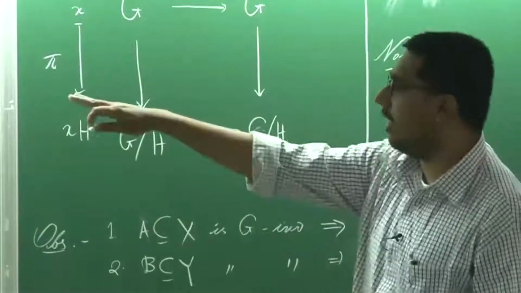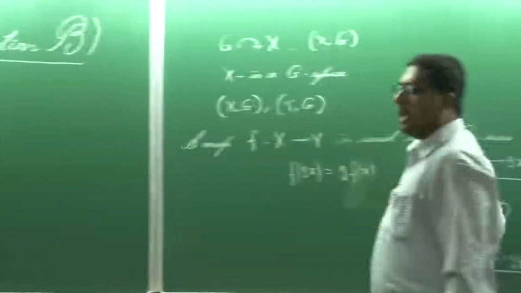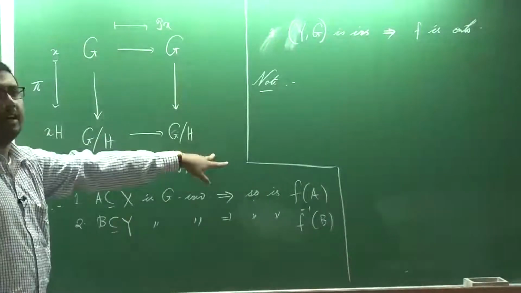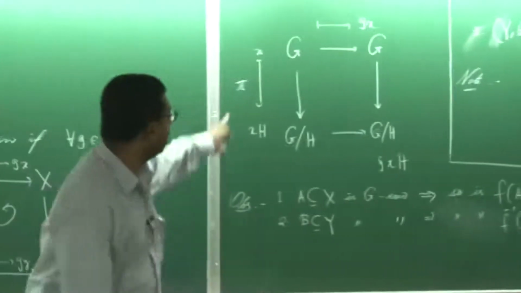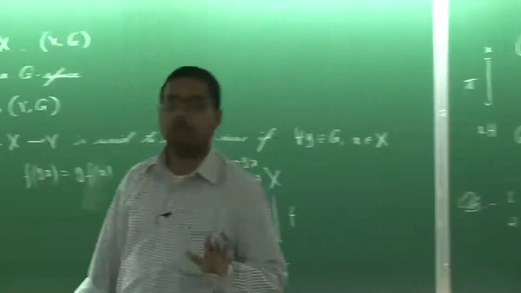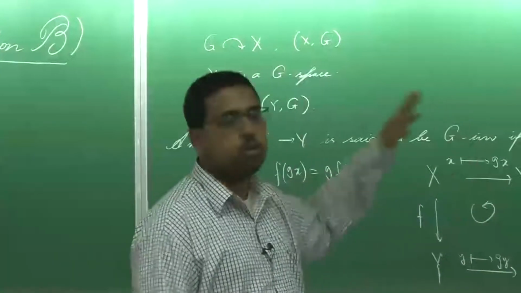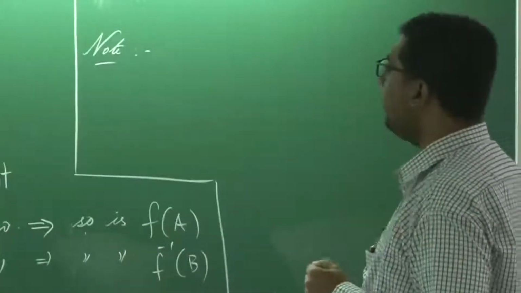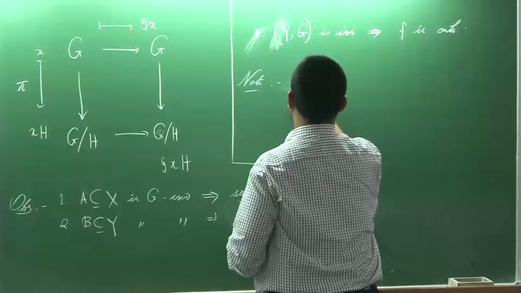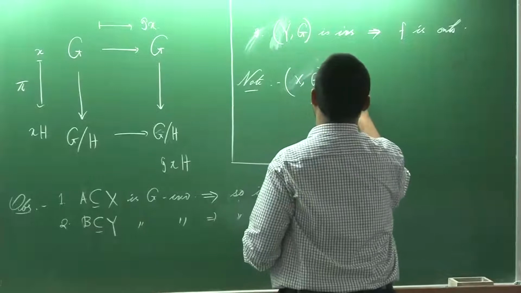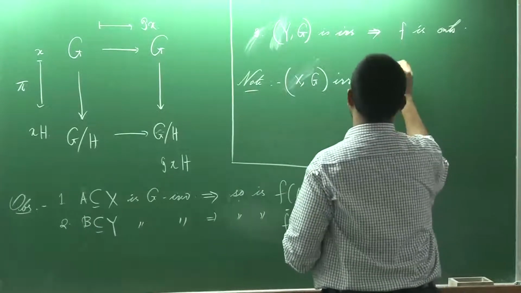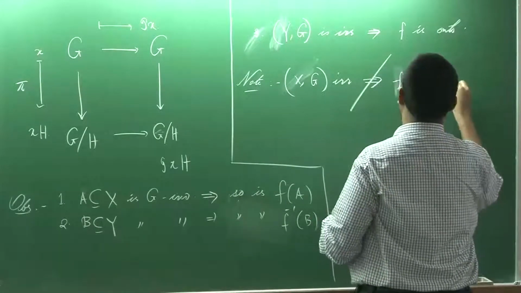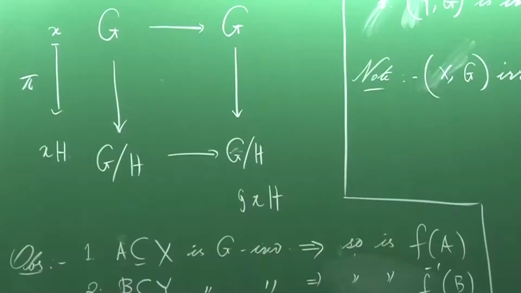Note that at this point it is also quite tempting to say that if x is irreducible, then F has to be 1-1. That is not true. A counterexample for this is this one. Both these are irreducible actions. However, this G invariant map is not going to be 1-1 unless H is trivial. So, it is not true that F is 1-1.